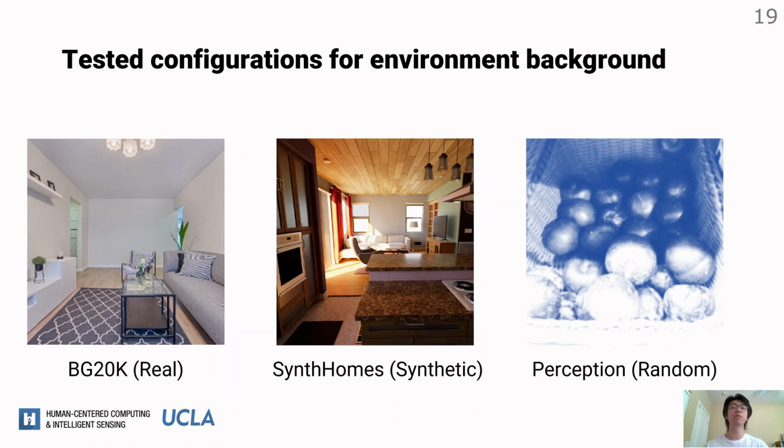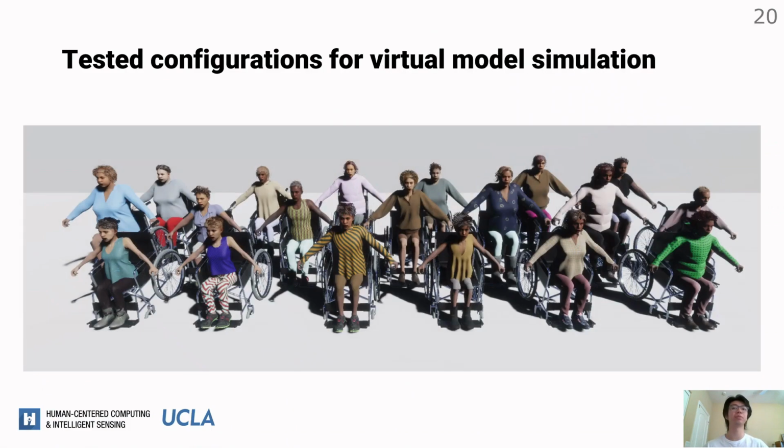These 3 sources provide a range of images with varying degrees of realism to allow us to analyze the impacts of environmental realism on synthetic data performance. Finally, we tested the configuration of the virtual model's appearance in our simulation engine. While other simulation settings are configurable, we chose to focus on the virtual model's appearance to analyze the degree of information transfer between virtual and real humans in pose estimation models.